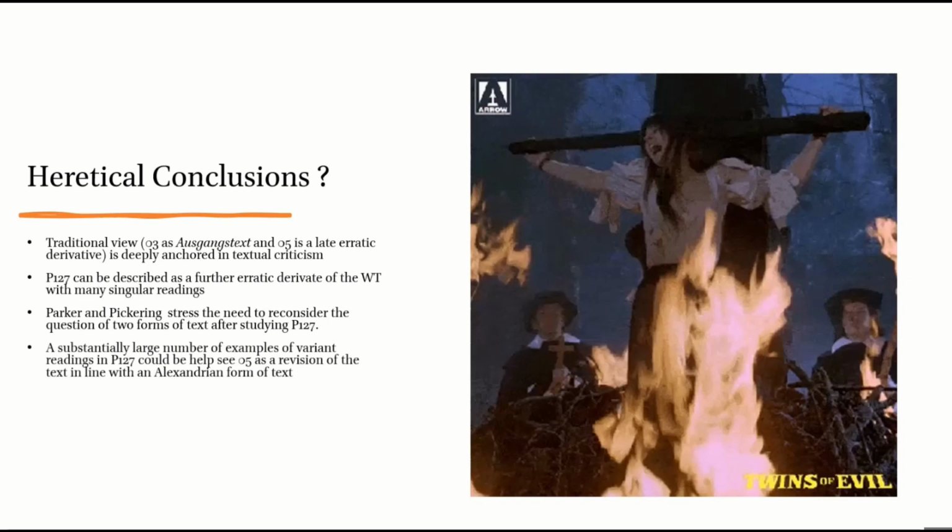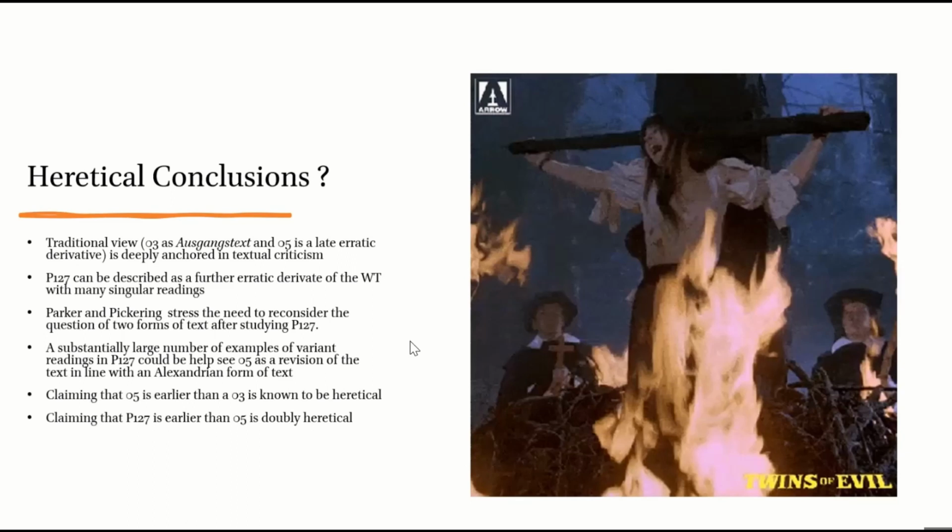Also, a substantially large number of examples of variant reading, I think there was like 60 in total, could help see 05 actually as a revision of the Western text in line with the Alexandrian form of text, which is then again reminiscent of the Boismard-Lamouille discussions. So obviously claiming that 05 is earlier than 03 is already known as being a bit heretical, but obviously claiming that 127 would be even earlier than 03 is even more heretical. However, data are telling, and we can really see this type of analysis being consistent with a large number of examples, which I have shared just an excerpt of here.